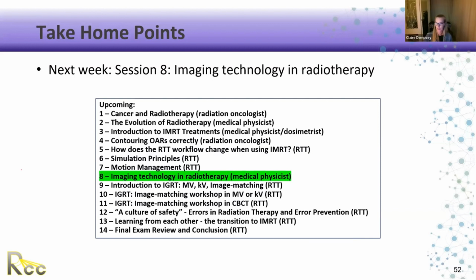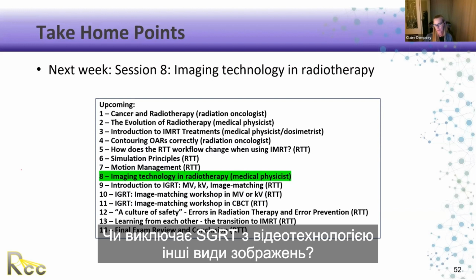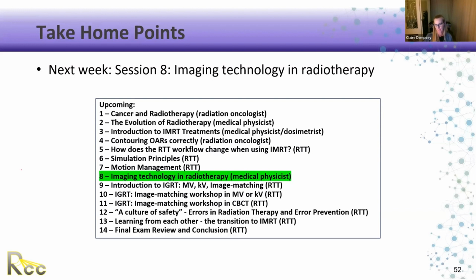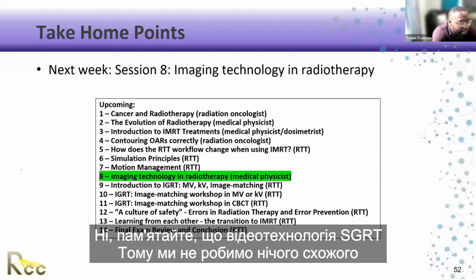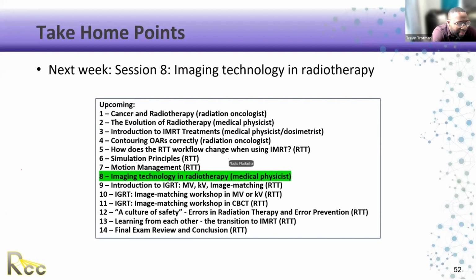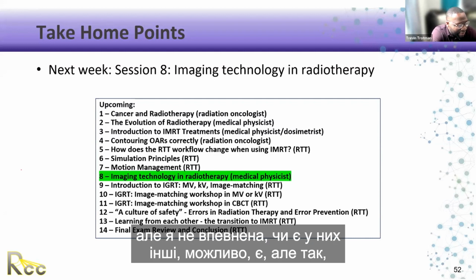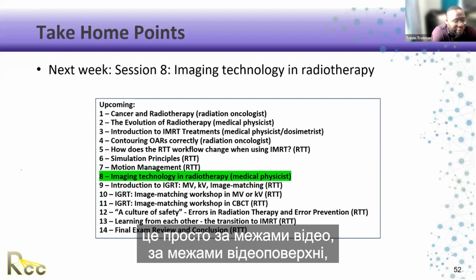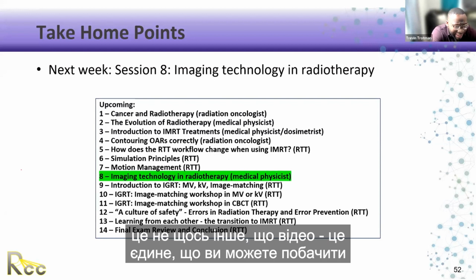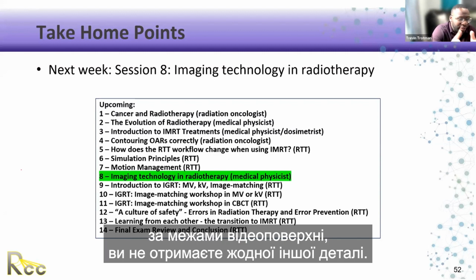Perfect. Thank you. Question on SGRT. Does SGRT with video technology exclude other imaging? No, remember with the video technology, SGRT is just the infrared. So we're not doing any imaging on that. I can only talk for my institution, but maybe other systems do. It's just outside of the video surface. You're not getting any other detail, basically.